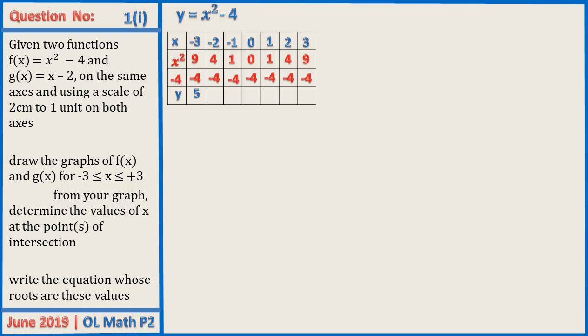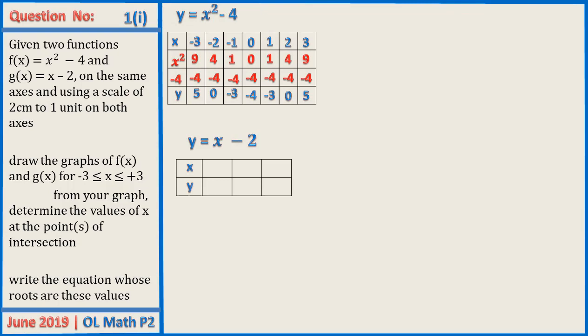Those are the x values. So here we have 9 plus minus 4, which is 5, 0, minus 3, minus 4, minus 3, 0, and 5. Now, for the second one, which is a line, though they have given the values from minus 3 to plus 3, a line needs just 2 points. But it's good that we take 3 so that in case of any mistake, the third point will serve as a reference or correction. So you have x and y, just like simultaneous equations.